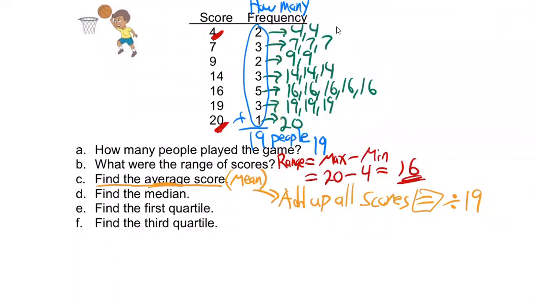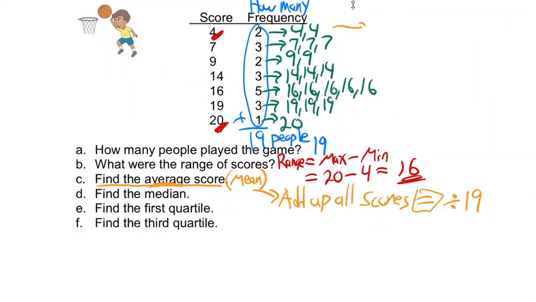But what would be the quickest way? What's a quick way to add up 5 16s? 16 times 5. Yeah, just multiply by 5. So that's what somebody was saying earlier. That's right. The quick way is to just multiply by the frequency. Does that make sense? If you just take 16 times 5, that's the same as adding 16 5 times, isn't it?